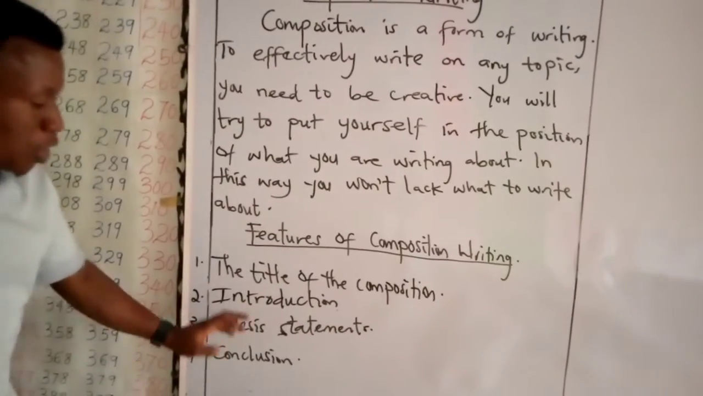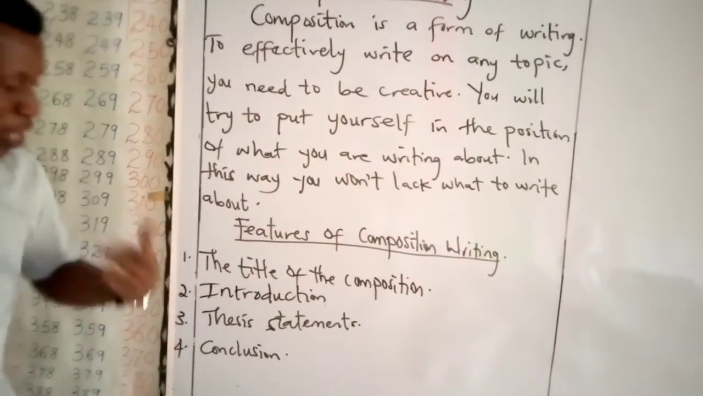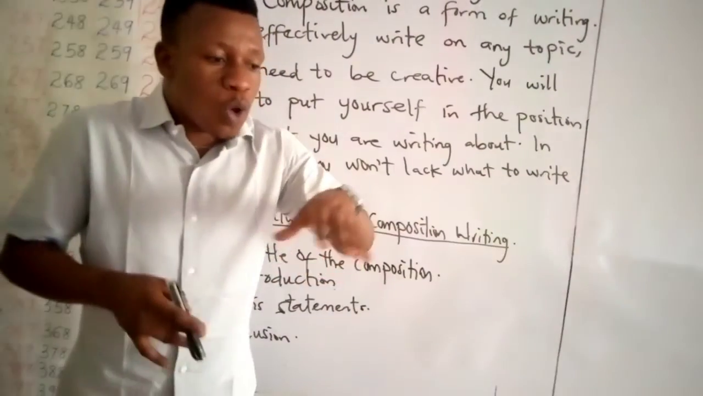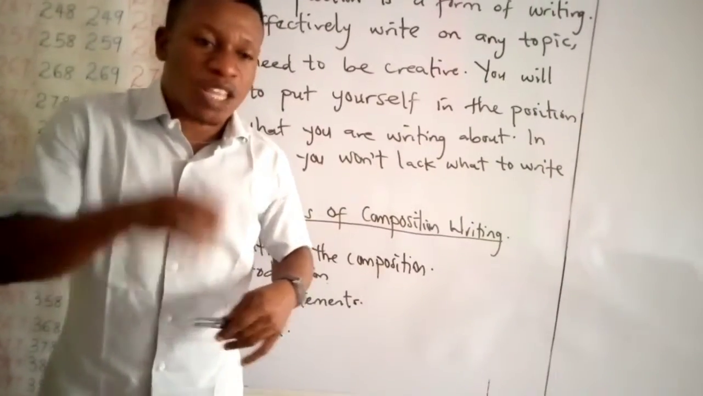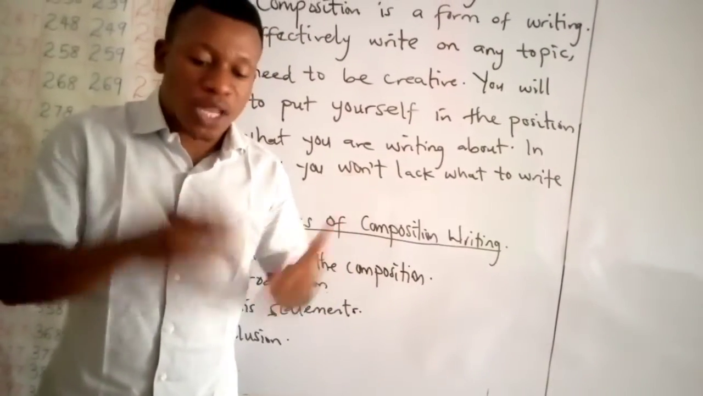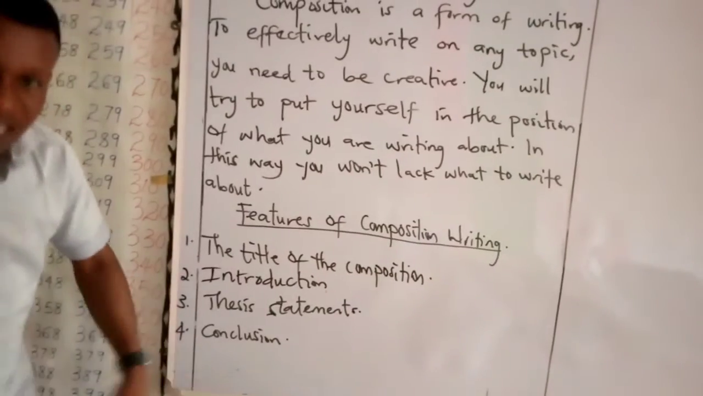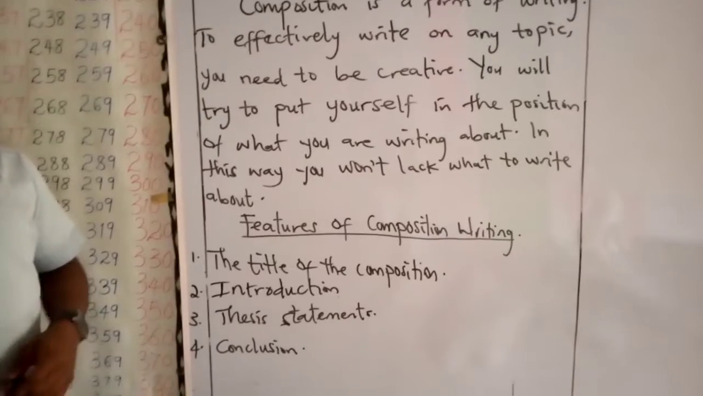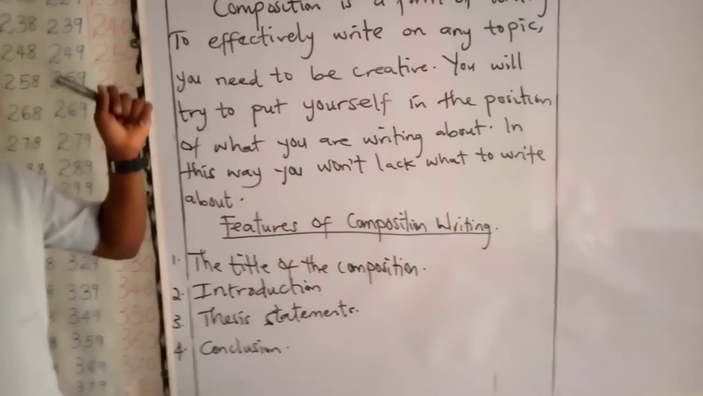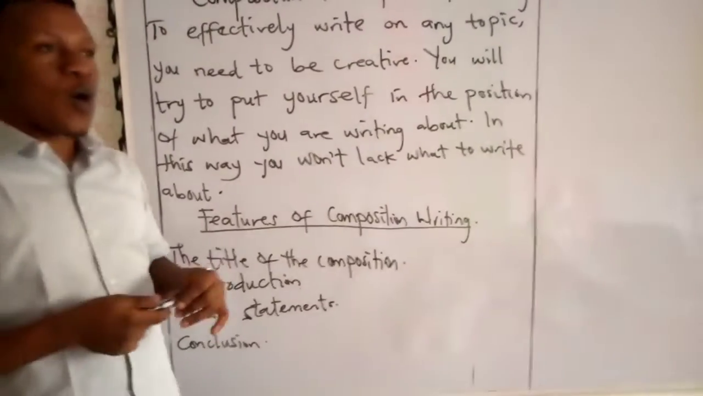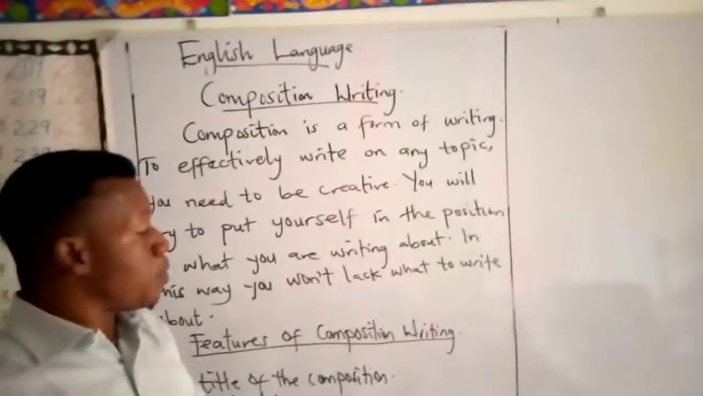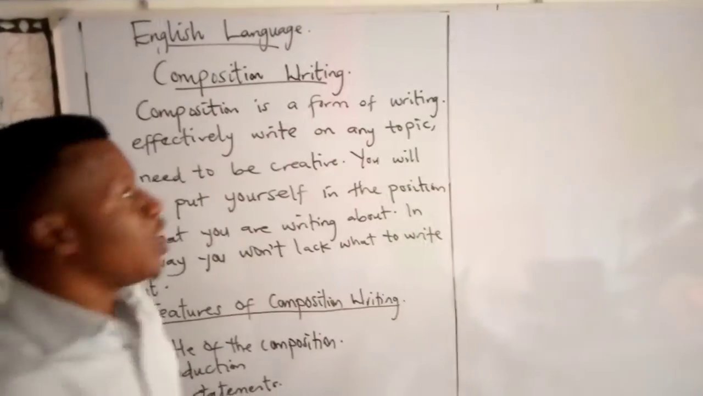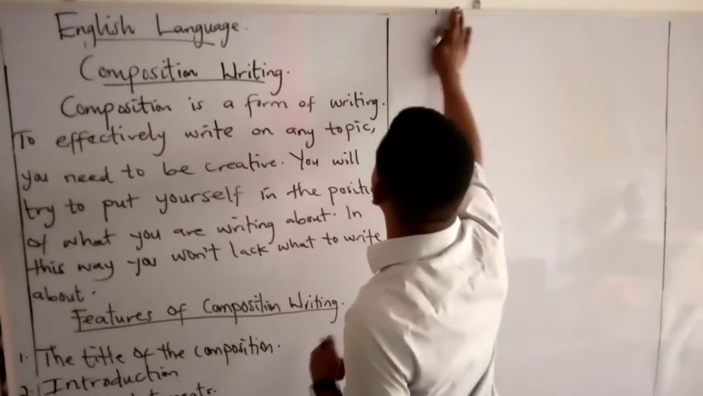Then we have thesis statements. Thesis statements comprise the areas you want to touch, the areas you want to talk about in the course of your writing. That is what we call the thesis statement. And lastly, conclusion. So you can see how simple it is to write a story. So we're going to be doing one together, and we're going to be doing a very interesting topic. Here we're going to be writing about our family, your family, my family, our family. Okay, let's take a look.